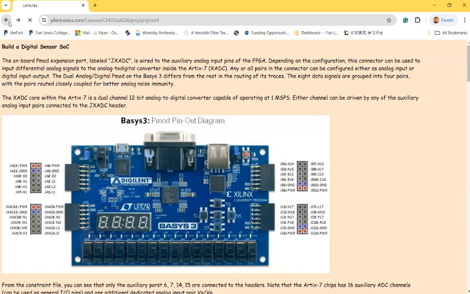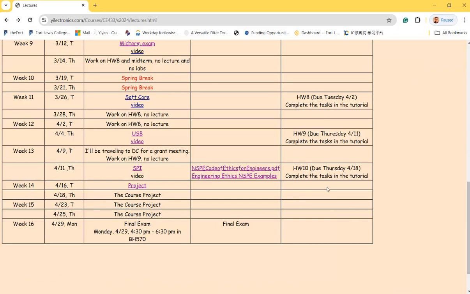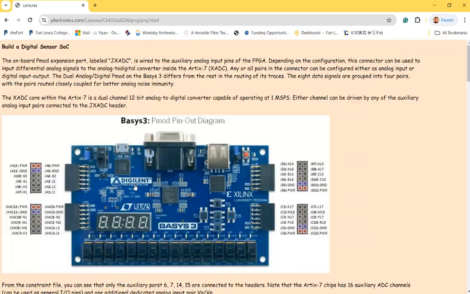And the course project. This SPI tutorial is due next Thursday. I'm going to give you a week to work on that. And the course project is a digital sensor SoC. So you can see the computer engineers who work for Xilinx are able to design a digital sensor like that and sell it. We should be able to do that as well, even though we are not trying to tape it out, but it's going to be the same stuff.